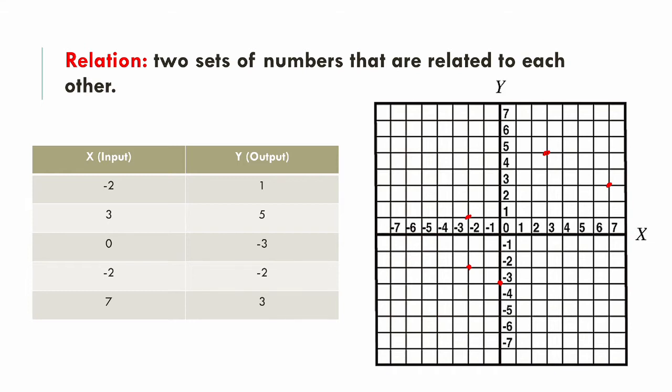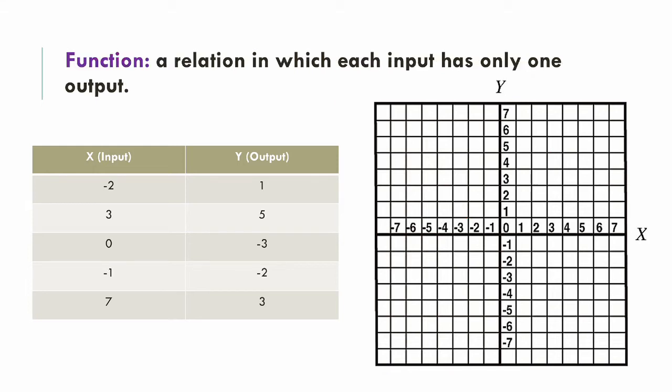Now a function is a special class of relation. It's very specific. So a function is a relation in which each input has only one output. This is a definition that you need to memorize. This is really, really important. Each input has only one output. So in this input-output table, each input has only one output. When I plug in negative 2 for this function, I will always get 1. When I plug in 3, I will always get 5. 0, negative 3, when I always plug in 0. Negative 1, negative 2, and 7, 3. This table and this graph represent a function. Each input has only one output.